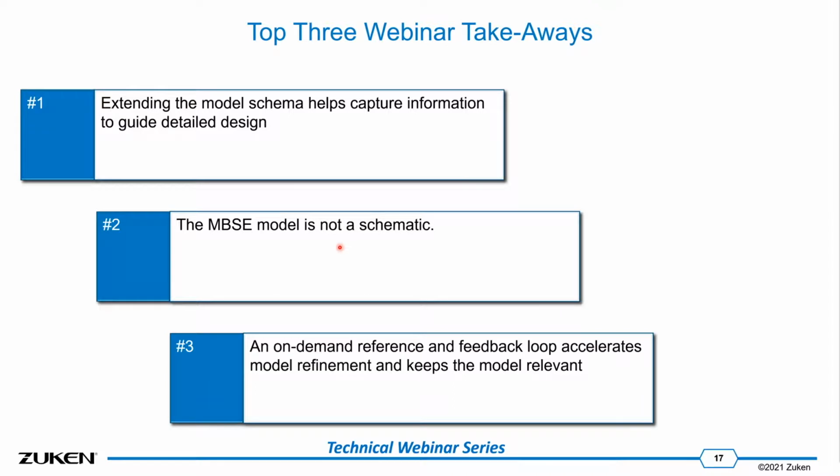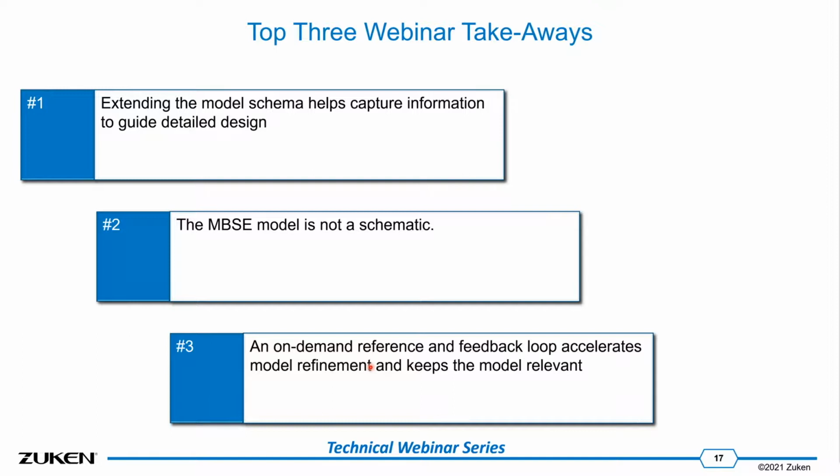And the third and the final point is that the system model is the source of the truth, and therefore an on-demand reference option between the detailed design to view the MBSE model is imperative to the success of the electrical engineer, the wire harness engineer, and even the mechanical engineer for that matter.